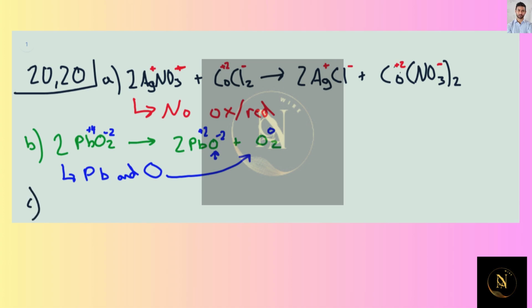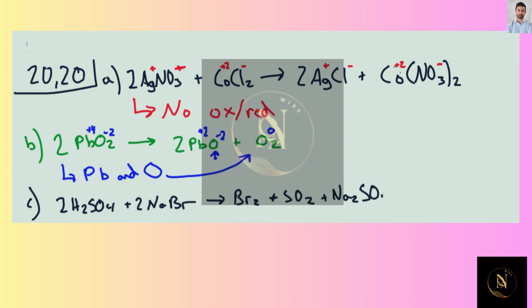So the reaction from part C is 2 H2SO4 plus 2 sodium bromides produces Br2, SO2, sodium sulfate, and water.